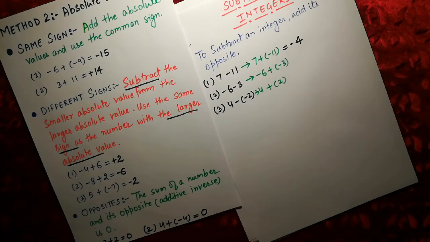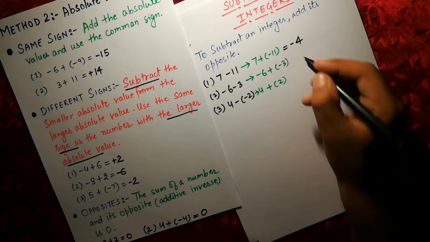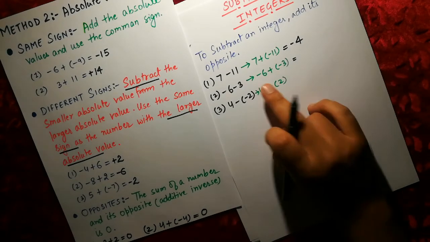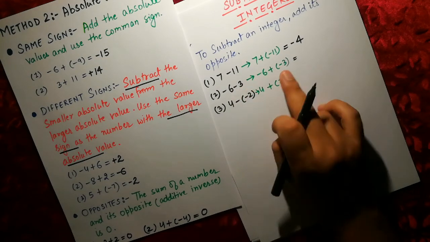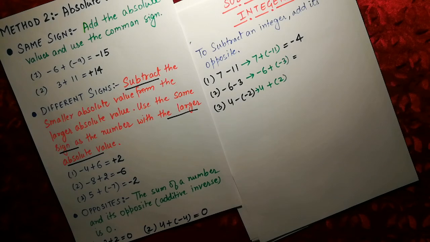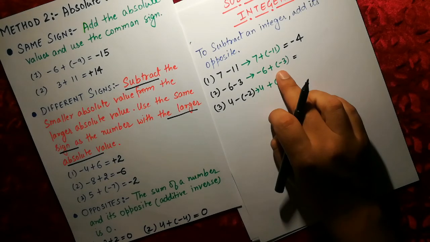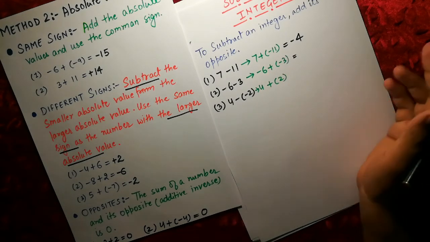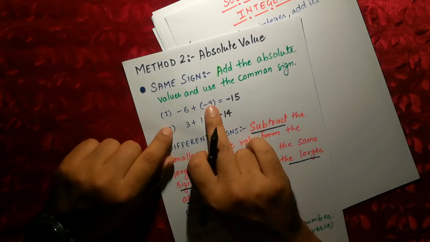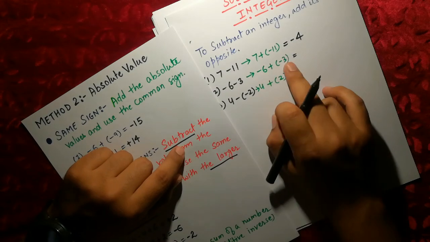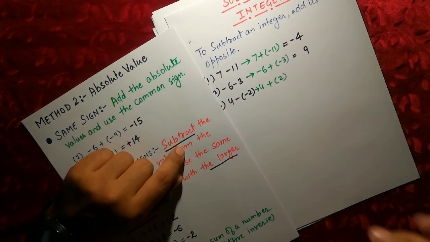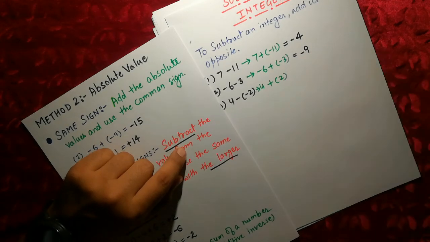Now take the second part, minus 6 minus 3. First we convert it into an addition problem. We take the opposite of 3, which is minus 3, and we put plus between them. Now minus 6 minus 3 becomes a problem of addition. So what we take here? We take the same sign problem. Both the values have the same sign, minus 6 and minus 3. So what we do? We add them. We get 9 and we use the common sign. So the answer will be minus 9.